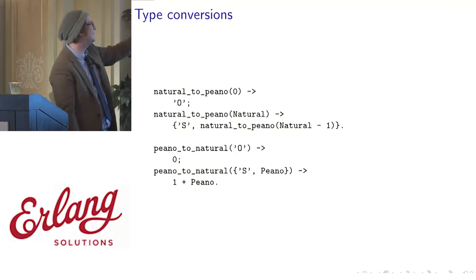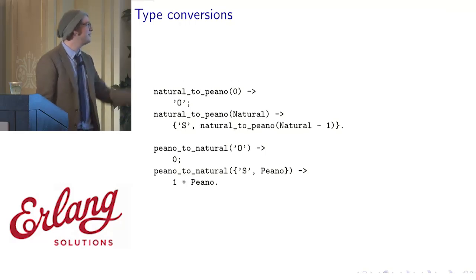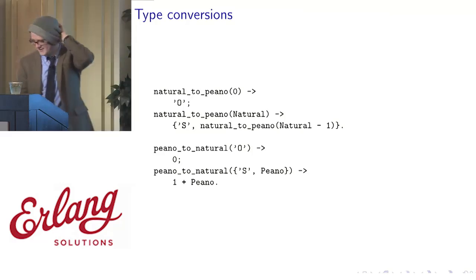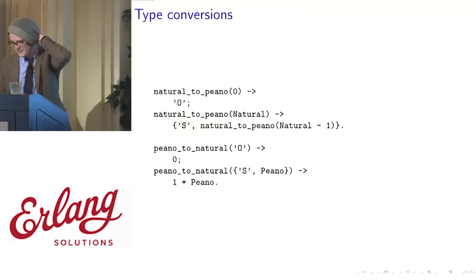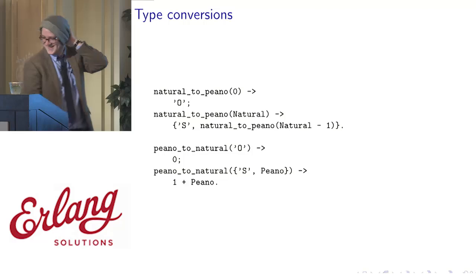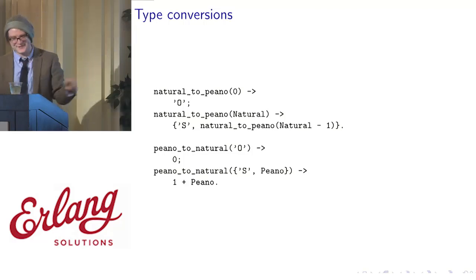So basically, if we have 0, we pattern match. We have 0, we return O. If not, we return S, and we recursively call. So obviously, that could be way better if it was a tail call, but whatever. Same to go back, Peano to natural, whatever, works.